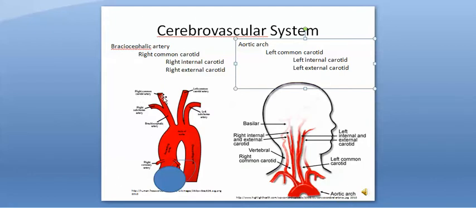So essentially the anatomy from this point on up is going to be the same. The only difference is what we're going to talk about right now. We have the brachiocephalic artery on the right side that branches off into the right subclavian and the right common carotid. You'll see on the left side that we don't have a brachiocephalic artery.